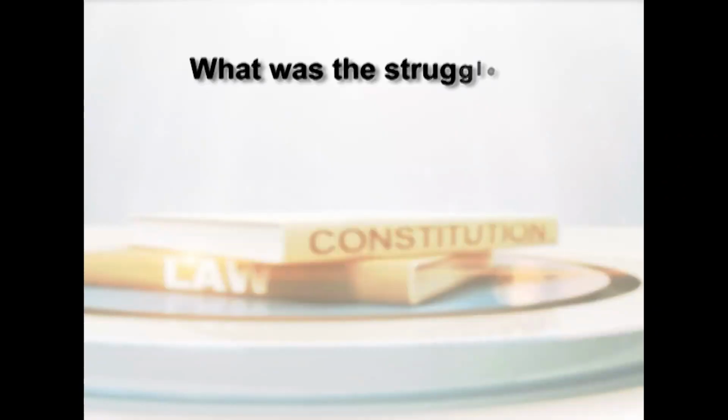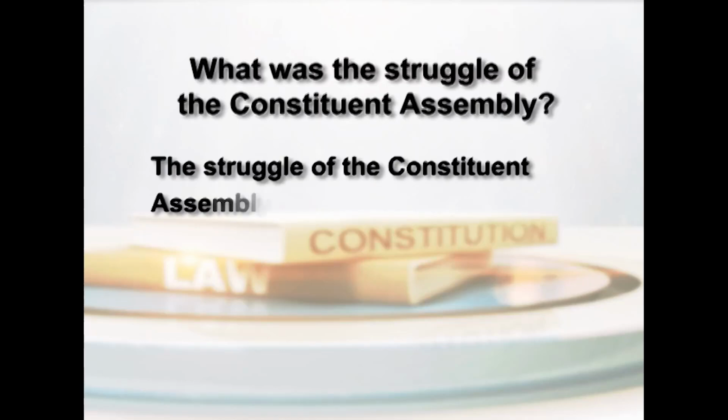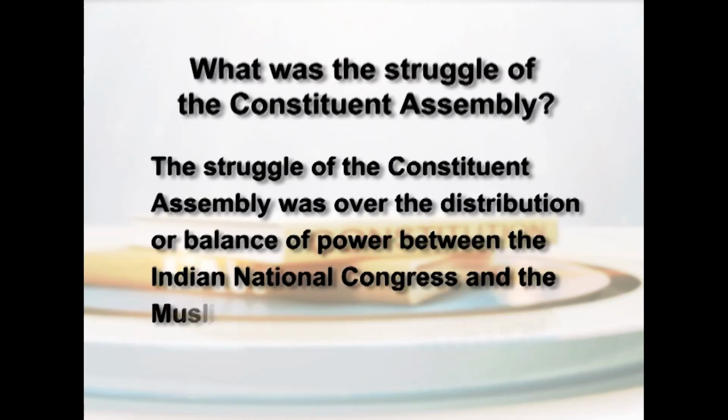Meanwhile, the Constituent Assembly, from which the interim government was drawn, had to struggle a lot to draft a constitution for independent India. What was that struggle? Actually, the struggle was regarding the distribution or balancing of power between the Indian National Congress and the Muslim League.